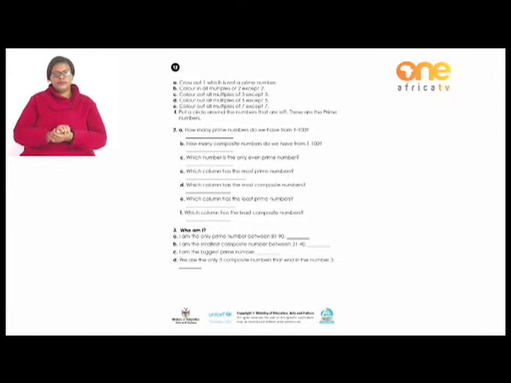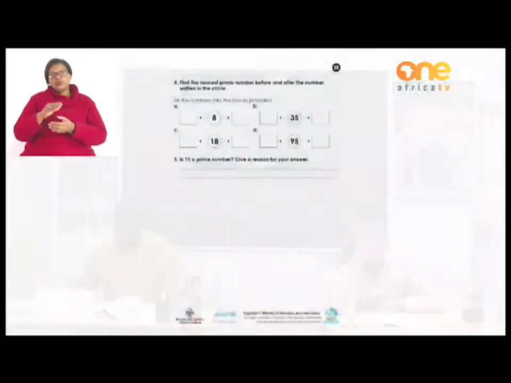And then D is asking for 3 numbers. It says, we are the only 3 composite numbers that end with the number 3. In other words, find those 3 composite numbers that have their unit as 3. In other words, it ends with the number 3. Okay, now let's go to the next page, which is page 13.